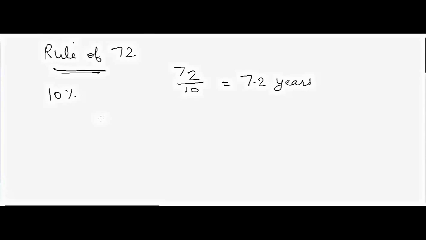Suppose the rate of interest is 20%, then it will take you 72 divided by 20 is equal to 3.6 years to double your money. So this is approximately right. If you do the calculations, it is approximately right. So this is what we call the rule of 72.